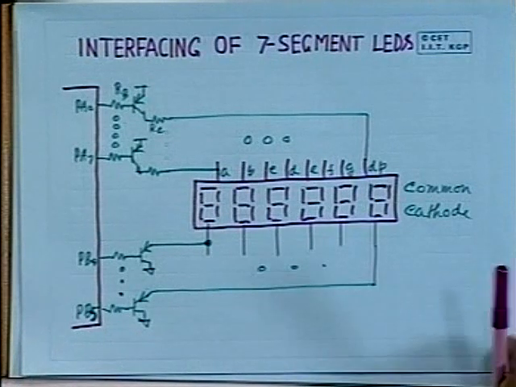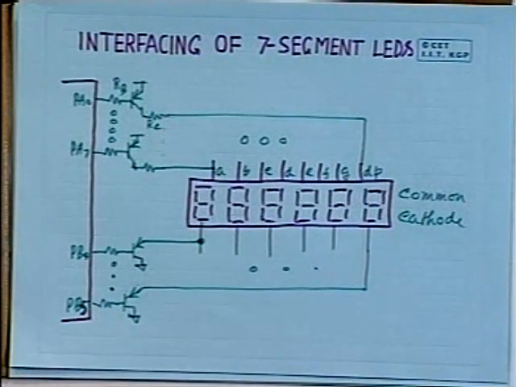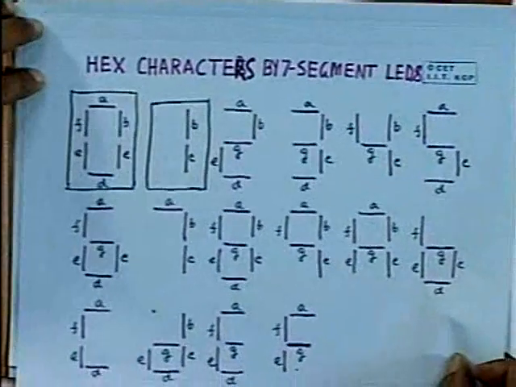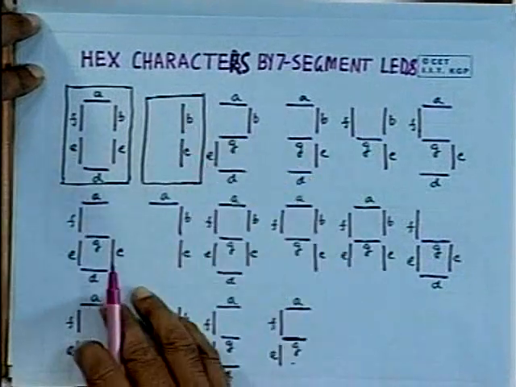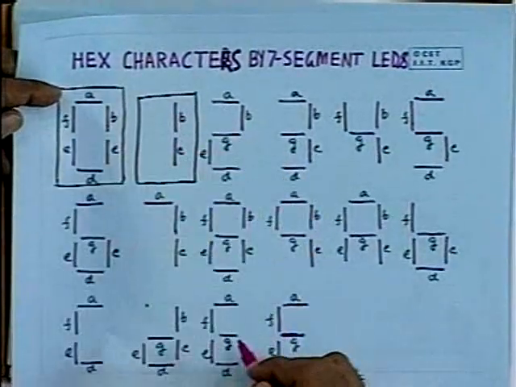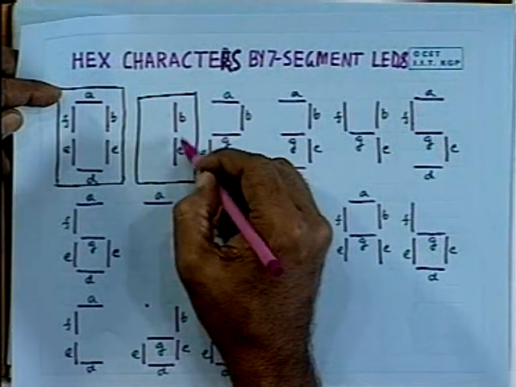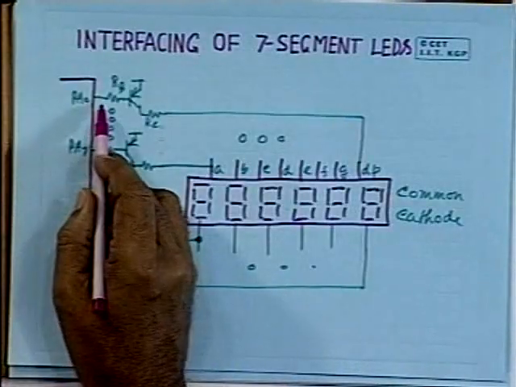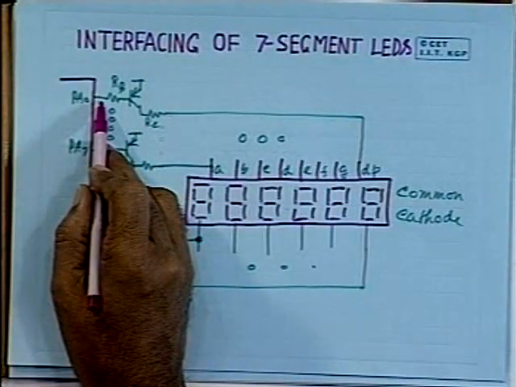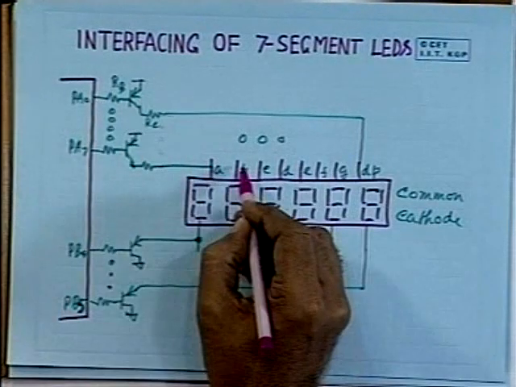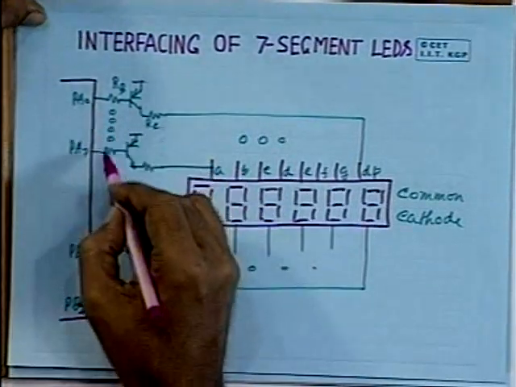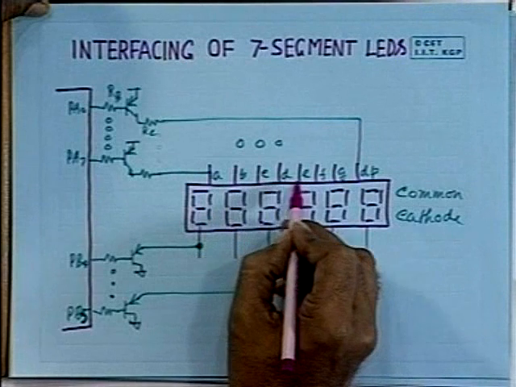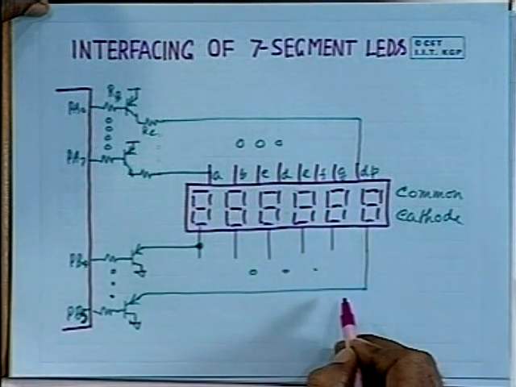Now let us see how it really works. What will be done? First you output the corresponding code. Say you want to display 1. To display 1, segments B and C are to emit light. So in such a case, as we know, whenever this line is 0, light is emitted. That means the corresponding output that you have to generate here will be 1 0 0 1 1 1 1 1 to display 1.